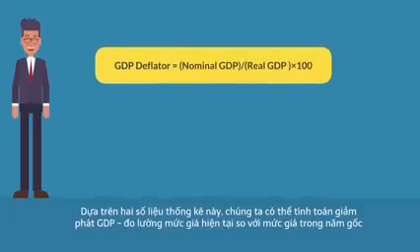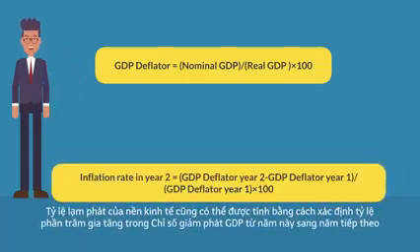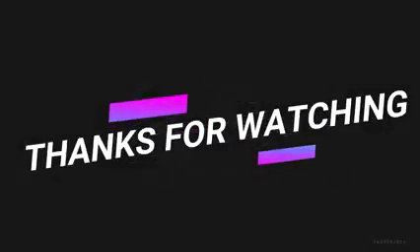Based on these two statistics, we may compute the GDP deflator, which measures the current level of prices relative to the level of prices in the base year. GDP deflator equals nominal GDP divided by real GDP, multiplied by 100. The economy's inflation rate can also be computed by identifying the percentage increase in the GDP deflator from one year to the next. That is all for this video.